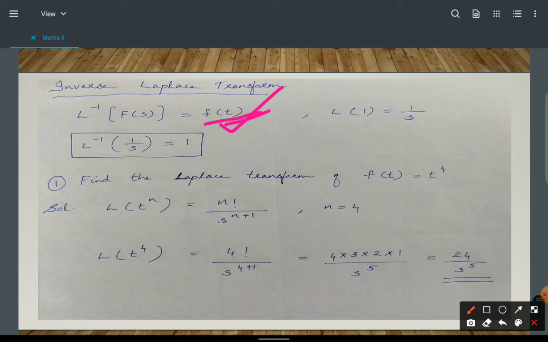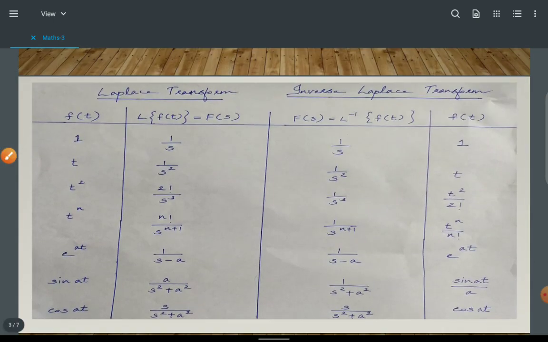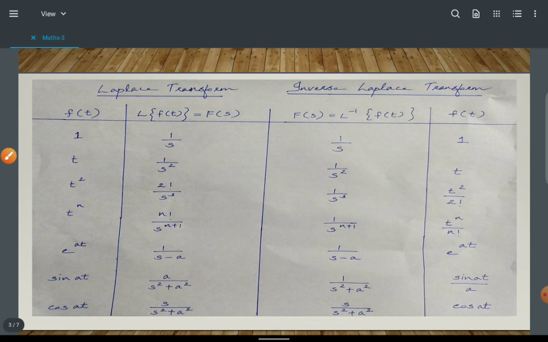ദാറ്റ് ഇസ്, ഫോർ എക്സാമ്പിൾ, നമുക്കറിയാവുന്ന റിസൾട്ട് ഇസ് ലാപ്ലേസ് ഓഫ് 1 is 1 by s എന്ന് നമുക്കറിയാം. സോ ലാപ്ലേസ് ഇൻവേഴ്സ് എന്ന് പറഞ്ഞാൽ ഈ 1 by sന്റെ ടേംസിലുള്ളതായിരിക്കും നമ്മൾ ഇൻവേഴ്സ് എടുക്കുന്നത്. സോ ലാപ്ലേസ് ഇൻവേഴ്സ് ഓഫ് 1 by s is equal to 1. ഇനി we should know some of the results based upon Laplace transform and inverse Laplace transform.